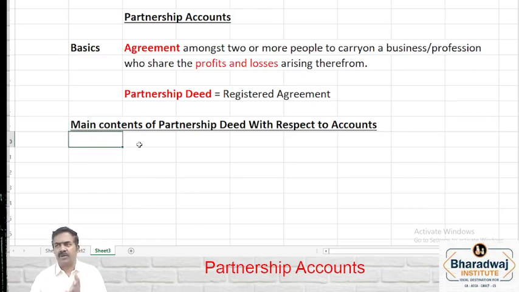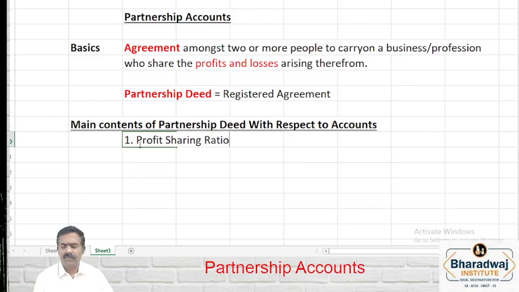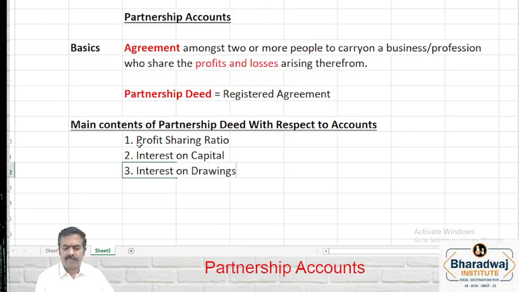Because we are preparing accounts. So first one is which one? There should be a profit sharing ratio. Number two, there should be interest on capital. Number three, interest on drawings. Then, number four, don't copy this, I'll give you time to copy, interest on loan from partner.